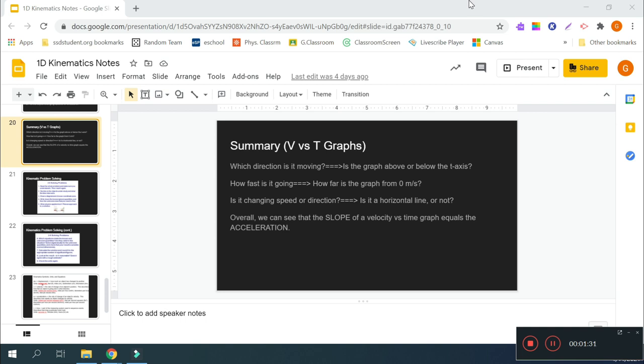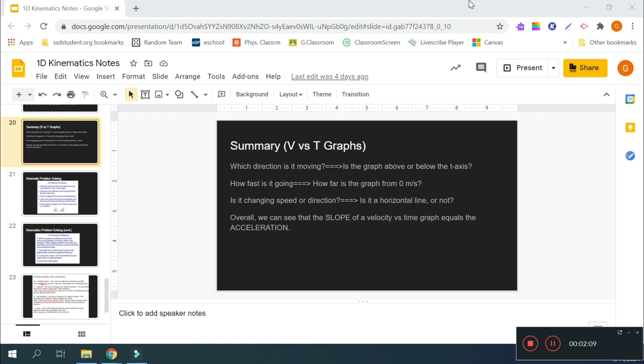And then, is it changing speed or direction? Well, that depends on if the graph is flat or not, because we're looking at a velocity versus time graph. So if the graph is flat with 0 slope, then that means the velocity is not changing. If the graph has a slope, then that means it is changing its velocity, it's accelerating. And in fact, if the graph crosses the axis and goes from one quadrant to another, for example, from the first quadrant to the fourth quadrant, or from the fourth quadrant to the first quadrant, then you have a change in direction because of what we talked about in that first bullet point here.